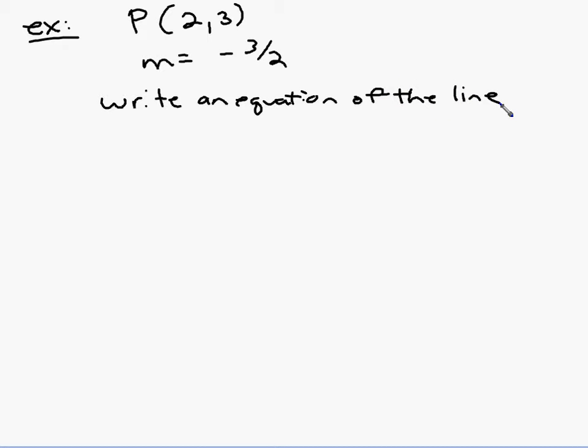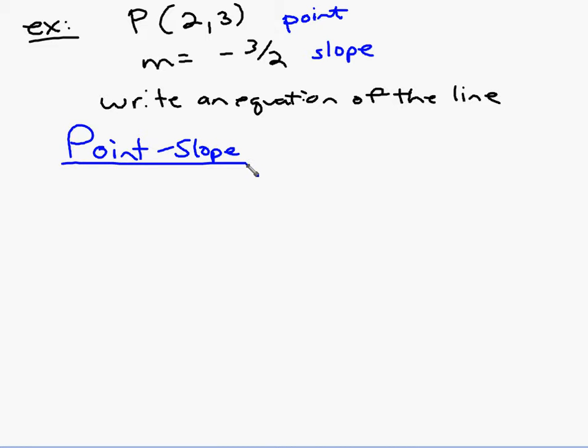Well, this is a good time to ask, what am I given? I'm given a point and I'm given a slope. Sounds to me like I'm going to use the point-slope equation. It's much more efficient to do that. So I'm going to use y minus y1 equals m times x minus x1, and then I'm just going to plug in my points. I'm going to plug and chug.